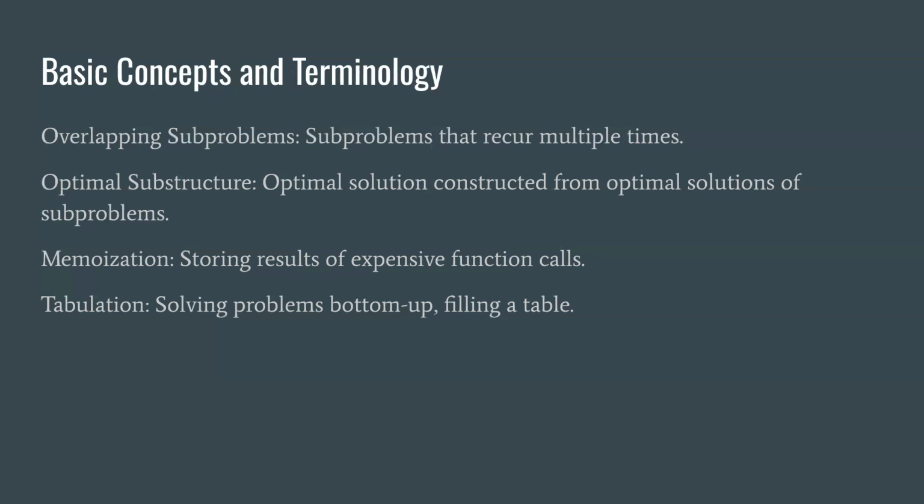And memoization is an optimization technique where we store the results of expensive function calls and reuse them when the same input occurs again. On the other hand, tabulation involves solving the problem in a bottom-up manner by filling up a table.